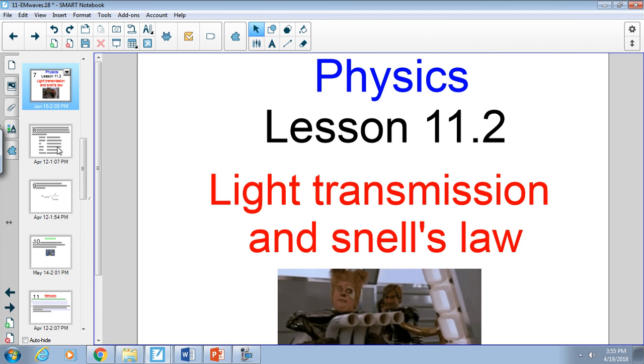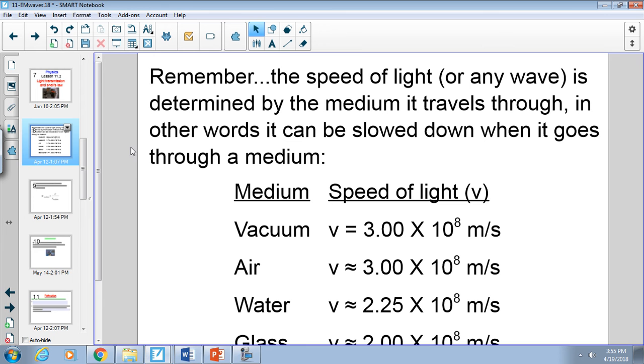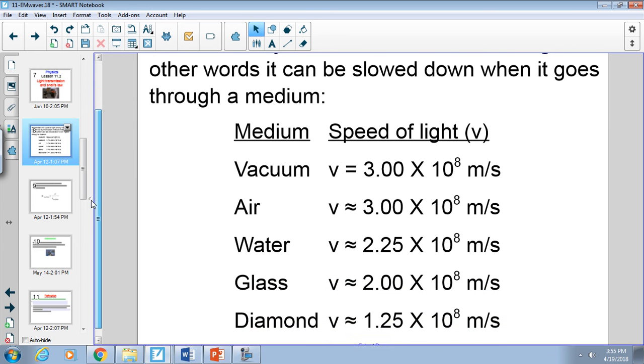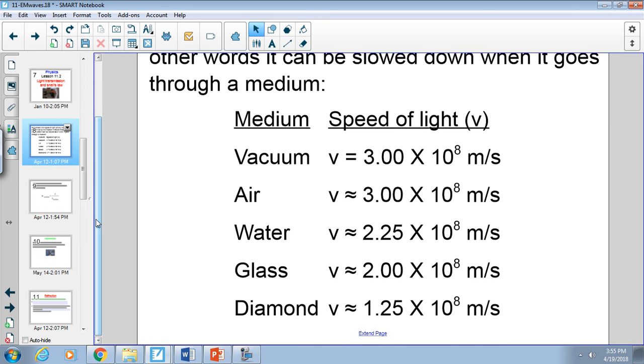Alright, so let's do a quick recap. Remember, light has a set speed, which is 3 times 10 to the 8th, but it can be slowed through more optically dense material. If it goes through something that is not a vacuum or air, it's going to slow down. Picture yourself in the hallway. If you go like 5 minutes after class has started, there's probably not a lot of people in the hallway. You can pretty much travel as fast or as slow as you want. If it's right when the bell rings, the hallways get really packed with people and you get slowed down. You cannot move as fast.